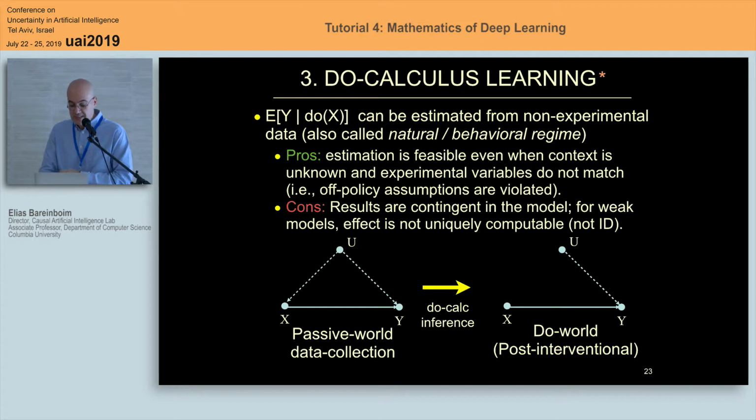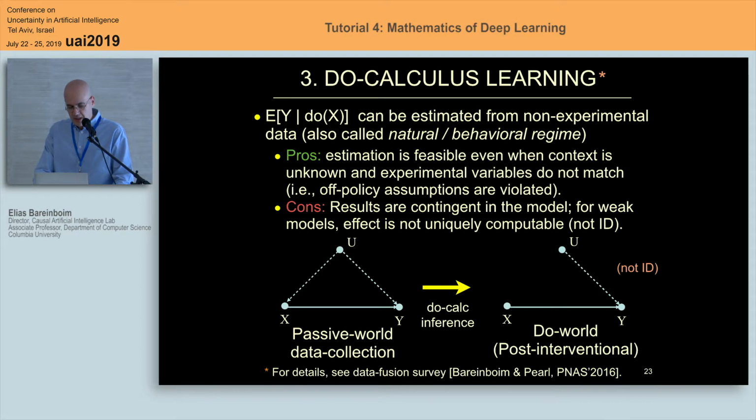In this case, for example, if this is the model of reality in which you just have the action, the outcome, and there is some kind of confounder affecting both x and y, then this is a non-identifiable case. The do-calculus will say that it is not possible to do this inference. If you want details about what this means, we have a survey that discusses the state of the art of this type of inference.